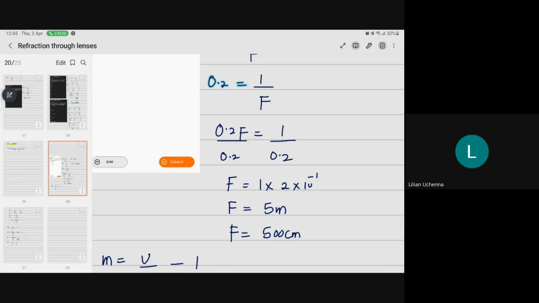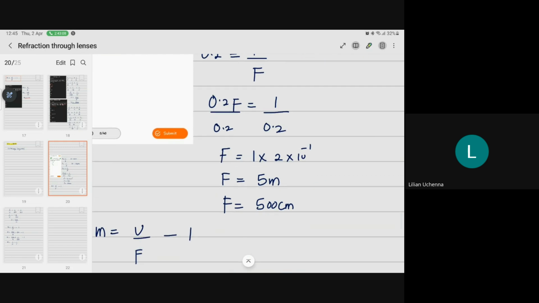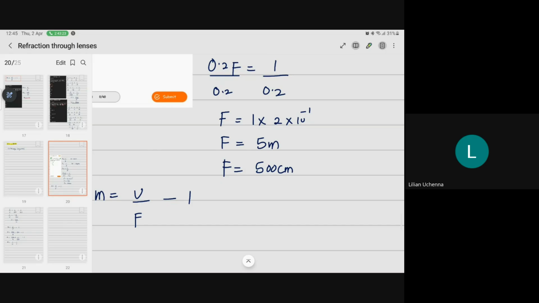This question has opened a Nigerian movie for me. All right, let me cross check. 1 meter is 1 dipole, right? So 0.2 is equal to 1 over F. Then 1 over 0.2 is 5 meters. Yes, but we need to convert meters to centimeters, so I have to multiply by 100. You got 0.25. How did you get 0.25? Even you, Lillian, what did you guys do? Me, I cannot get it again.